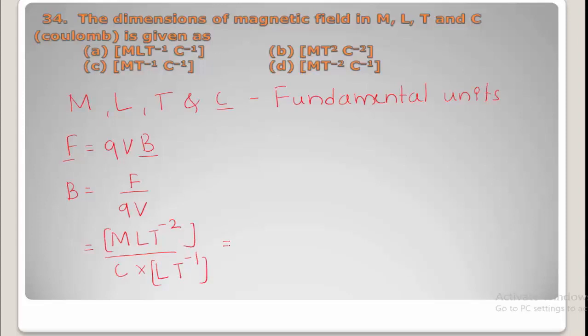Okay, on simplification we get that. So this L gets cancelled, remaining M, C raised to minus 1 and T raised to minus 2 plus 1 becomes minus 1. So this is the dimensional formula for magnetic field. So option C is the correct answer.